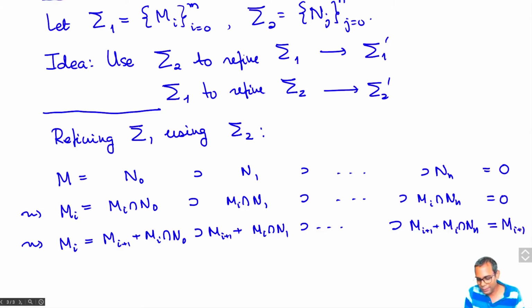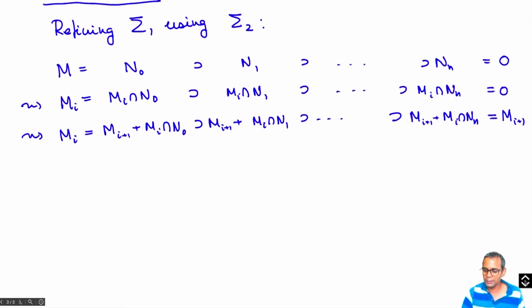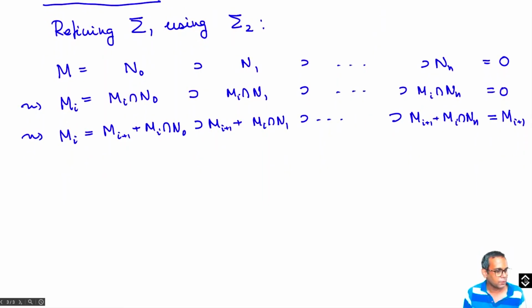Now this is actually a refinement of M. Let me write it down more explicitly, but it's quite possible that many of these terms are going to coincide with each other. There'll be no change between this module here and the next module. It's quite possible that will often happen. So we are not talking about strict composition series here. We're just talking about composition series where terms are allowed to repeat. So finally what we get is this composition series sigma 1 prime.